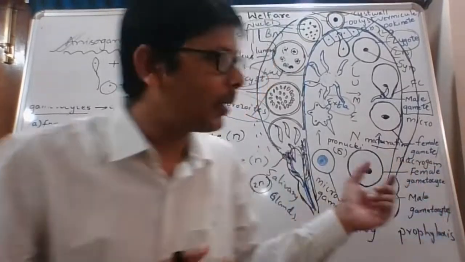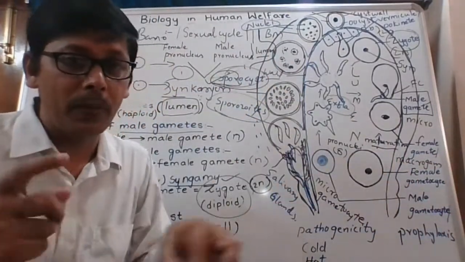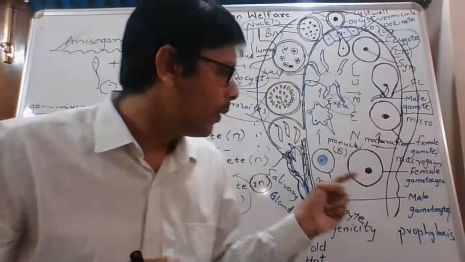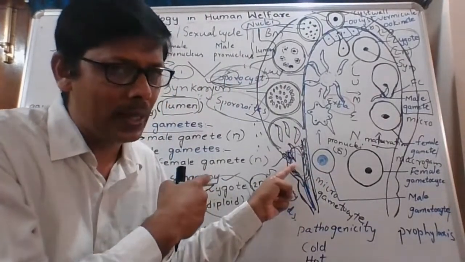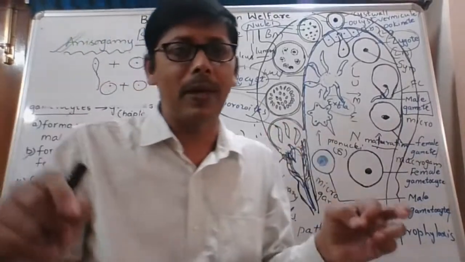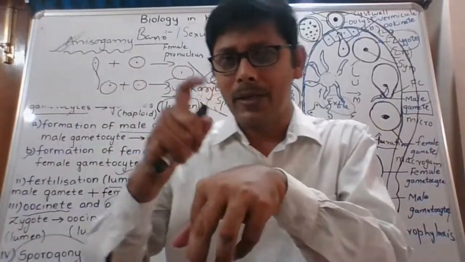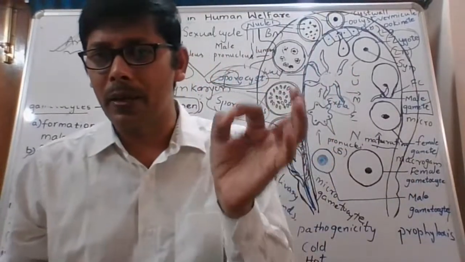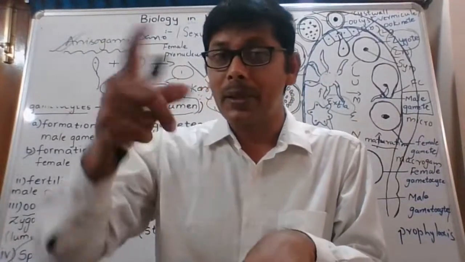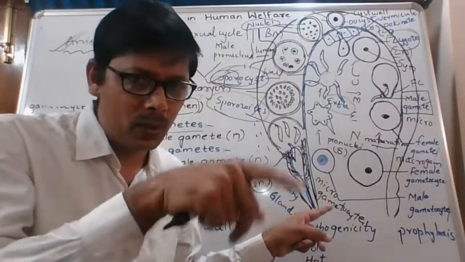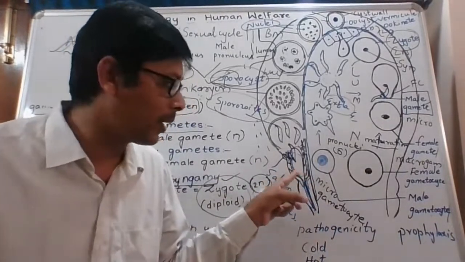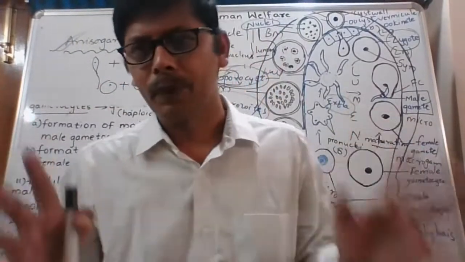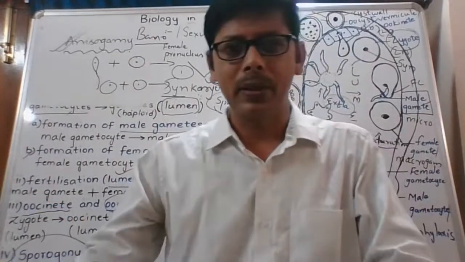This is an infected mosquito. If this mosquito bites another healthy person, these sporozoites present in the salivary glands, as I told you day before yesterday, when a mosquito bites us, it releases its saliva. Its saliva consists of an anticoagulant, hemolysin. Along with the saliva, the sporozoites also enter the person's body. That means that person also gets malaria.